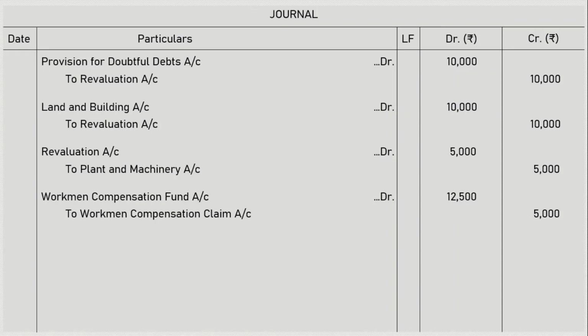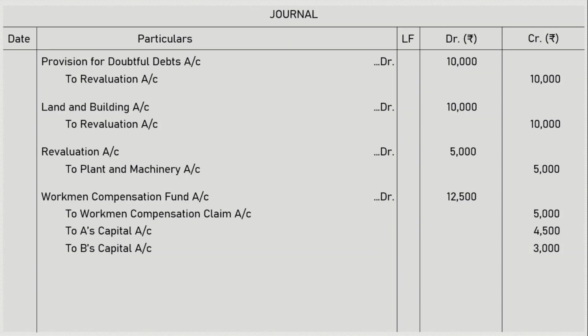Then that 7,500 let's distribute among partners A and B, because C is not here till now, in the ratio 3:2. So 7,500 into 3 by 5, 7,500 into 2 by 5. We get 4,500 to A's capital account and 3,000 to B's capital account.